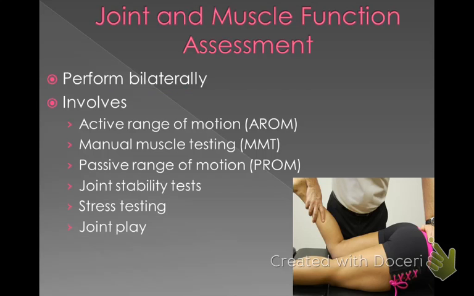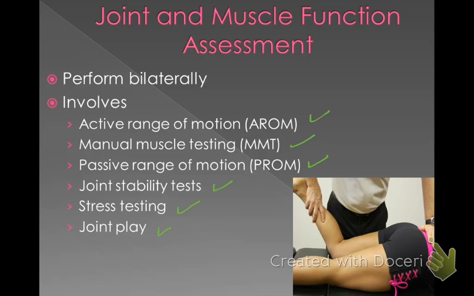When we think about what joint and muscle function assessment is going to consist of, there are about 5 or 6 components that are huge and important. I'm going to list them, and then we'll talk about them independently on the next slide. The first one is active range of motion, then manual muscle test, passive range of motion, joint stability test and stress testing. And last but not least, we also want to assess the patient's joint play if it's applicable.